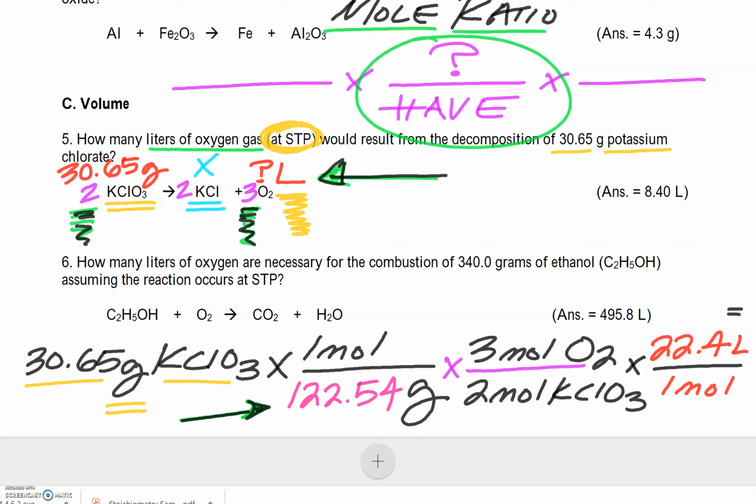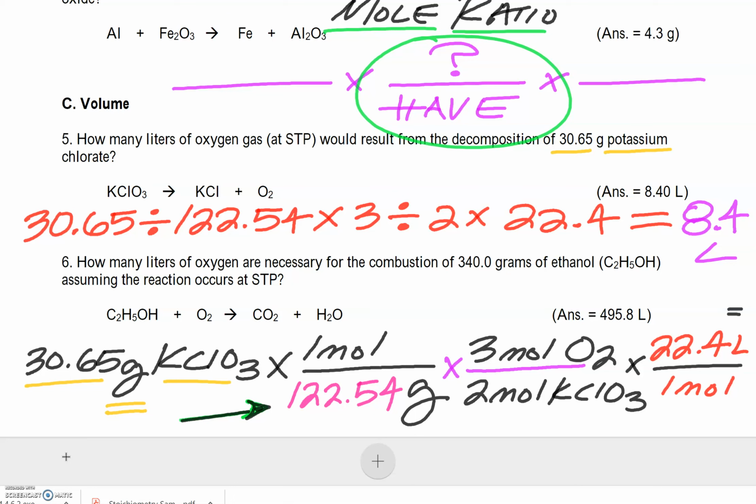So how do we run it through the calculator? You're going to do 30.65. You're going to enter that into your calculator first. And then you're going to divide by 122.54, times 3, divided by 2, times 22.4. All right, so I went ahead and wrote that out, erased the top and wrote that out for you. Again, we always start with the number that they gave you that goes into the display of your calculator. Then we're dividing, because this is on the bottom, so we divide by 122.54.